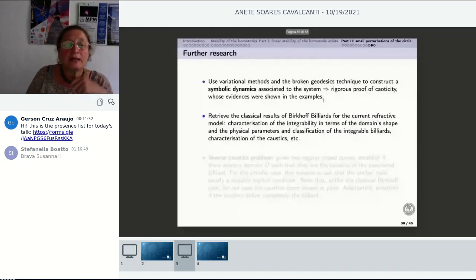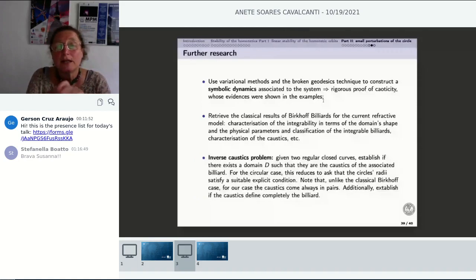Okay, what will be our further research? We would like to prove the existence of some chaotic motions and symbolic dynamics, at least in some ranges of the physical parameters. And then, of course, a take on the problem by looking at the classification of the integrable case with respect to the physical parameters in our examples.